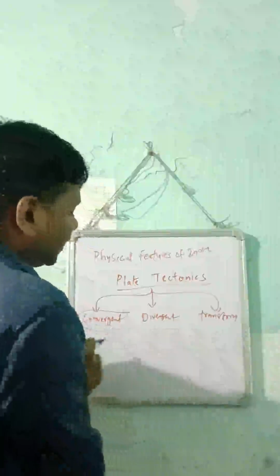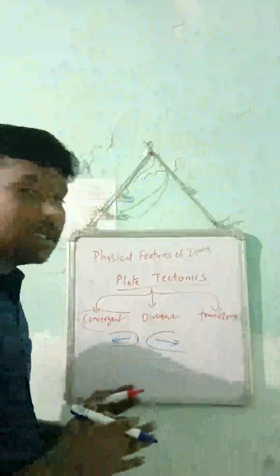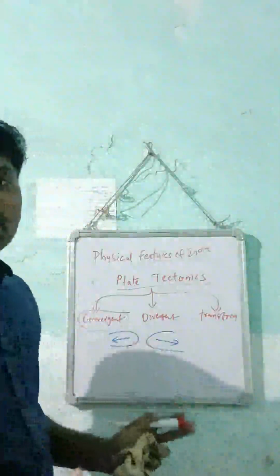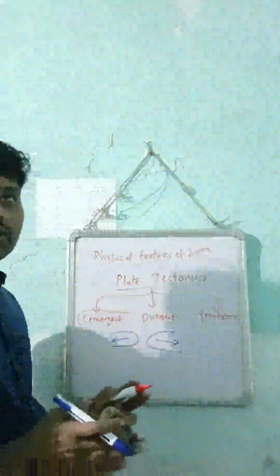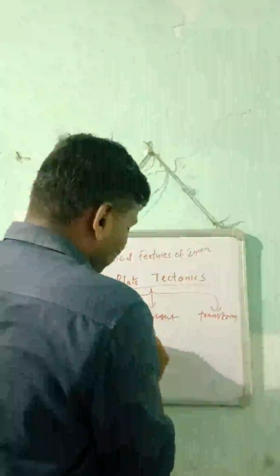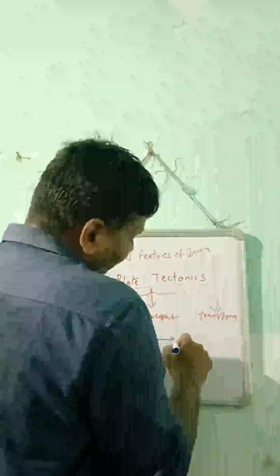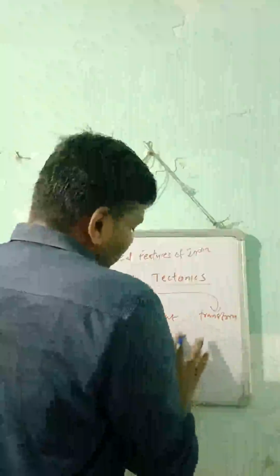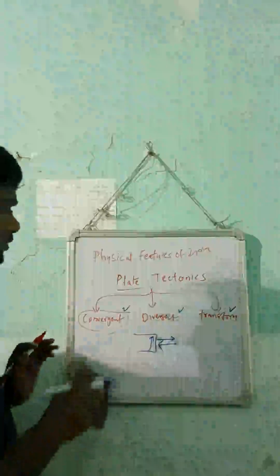Divergent boundary means these two plates will diverge this way. This is a divergent boundary. Due to this, new landforms will be formed. Transform boundary means the plates go in opposite or sideways directions, like this way. One plate goes this direction, one plate goes this direction, and again one plate goes this direction. This is a transform plate boundary. Convergent plate boundary, divergent plate boundary, transform plate boundary. This is the plate tectonic theory.